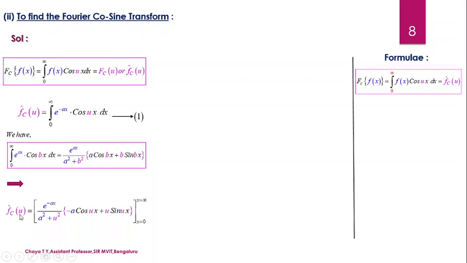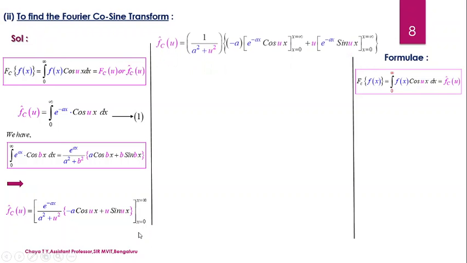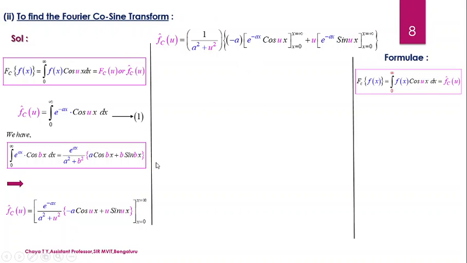Therefore the Fourier cosine transformation, after using the formula, becomes e^(−ax) divided by (a² + u²) times (−a cos ux + u sin ux), with the limits x equals 0 to infinity. Now take out the constant terms and regroup the terms which have the variable x, so that it will help us to substitute the limits.